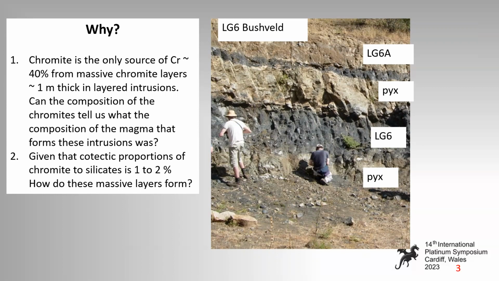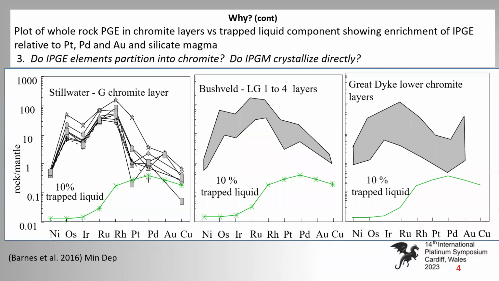The next thing is, given that the cotectic proportions of chromite to silicate in a normal situation is 1 to 2%, how do the massive layers form? And remembering we're talking about PGEs, this is the platinum symposium, so we've got to talk about PGEs.